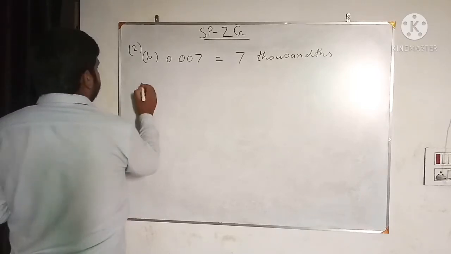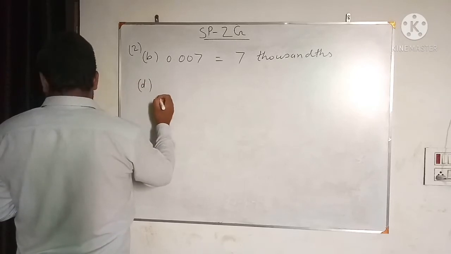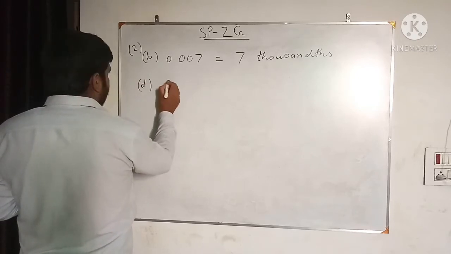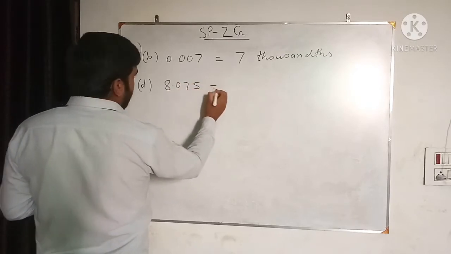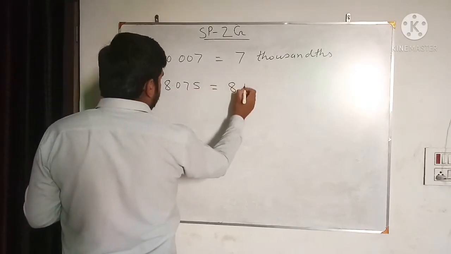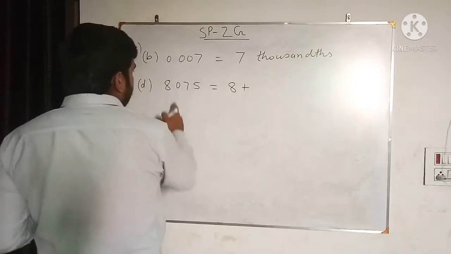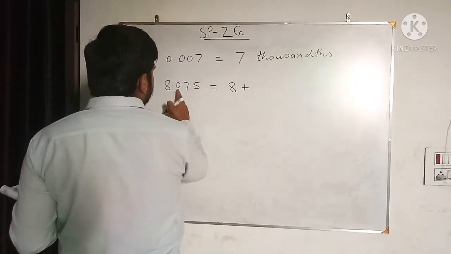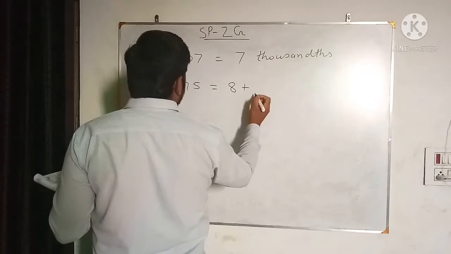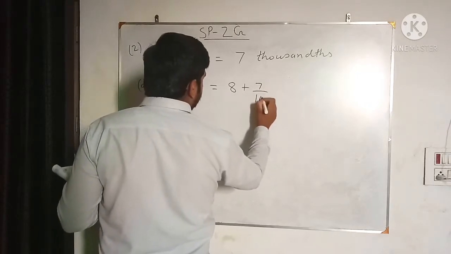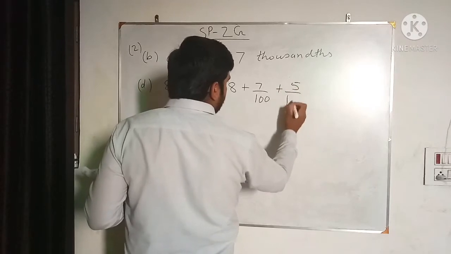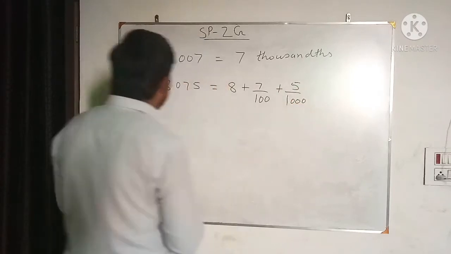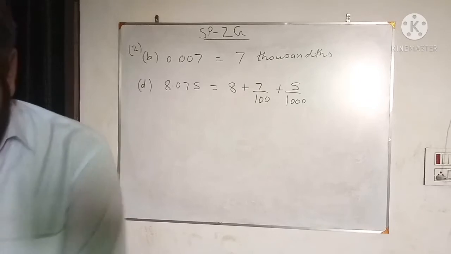Similarly, D, 8.075. So how do we write? 8 plus, this is at the tenth place is 0, so no need to write. 7 by 100, hundredth place, plus 5 by 1000. Like this we can write.